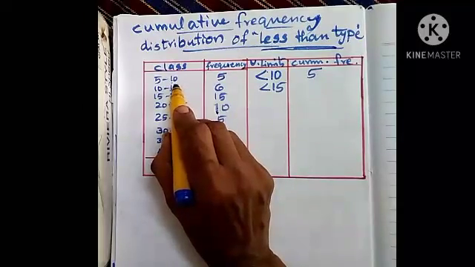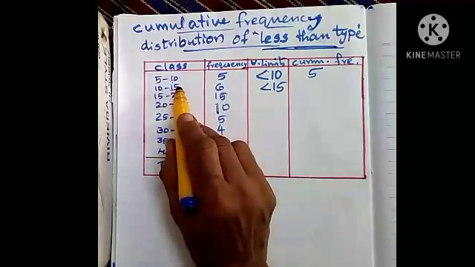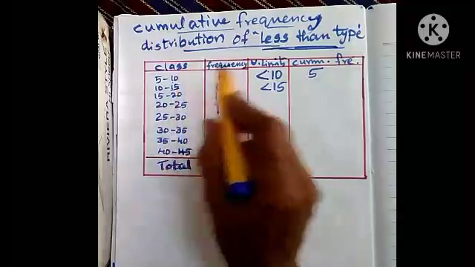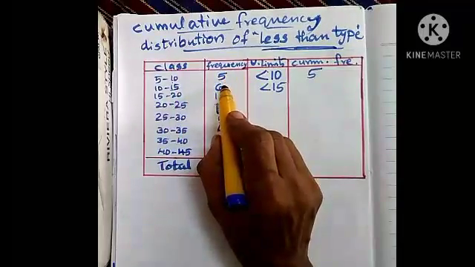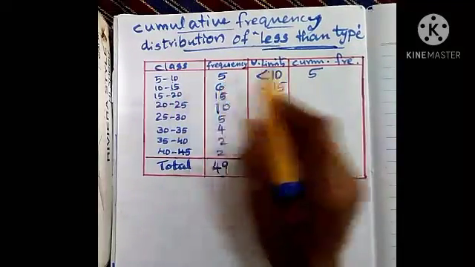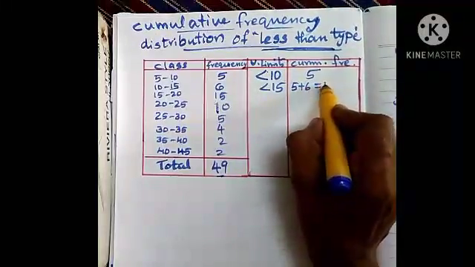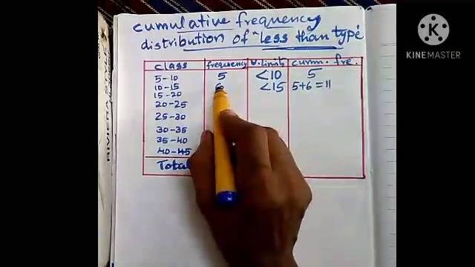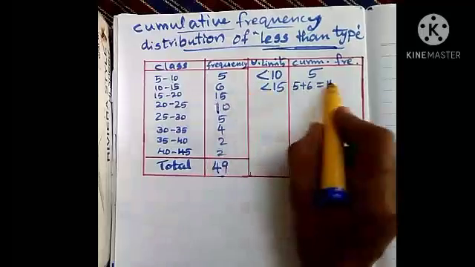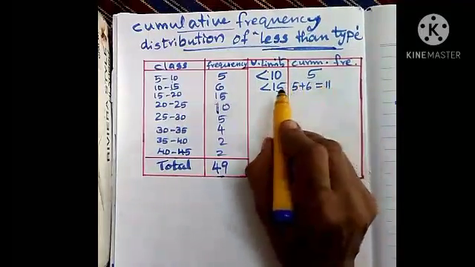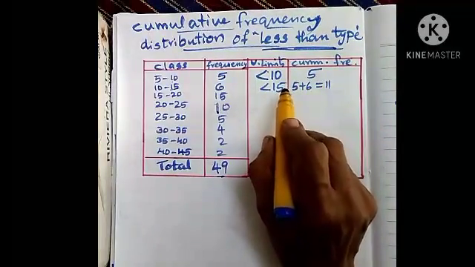You know that less than 10 also counts as less than 15. So we can add the numbers 5 and 6. Here it is 5 plus 6. What is 5 plus 6? 11. Now we can say that less than 15, 11 students are there. 11 students got marks less than 15.